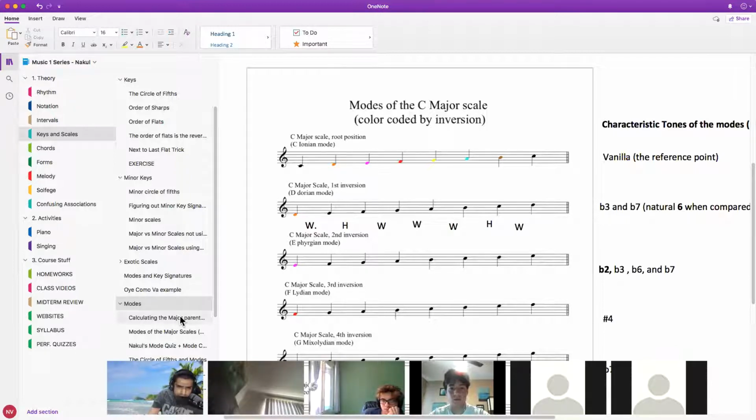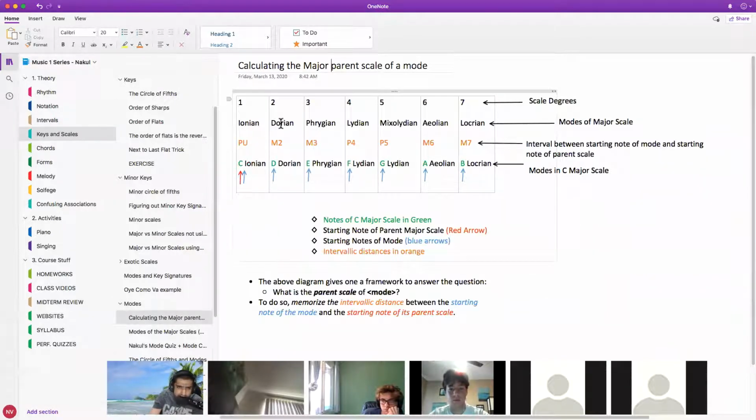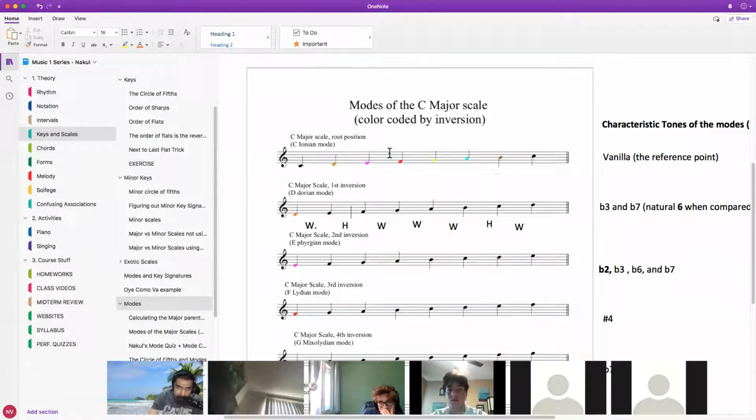Now, there's this idea that these inversions have names. If you're in a major scale in root position, the mode we've learned as the major scale is also called the Ionian mode. There's no difference between the C major scale and the C Ionian mode. They're exactly the same. This just has a Greek name which references the idea that it's a mode, but they're the same exact formula. A major scale and an Ionian mode are exactly the same.